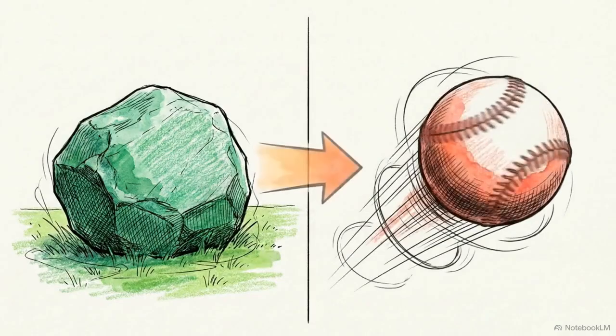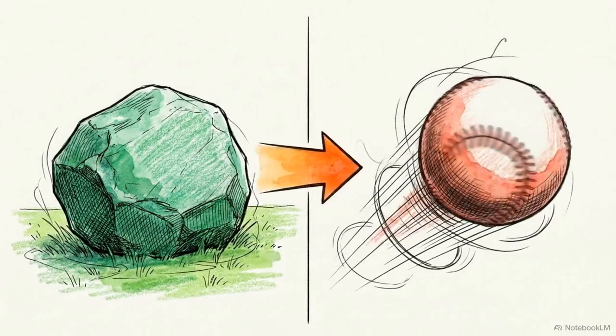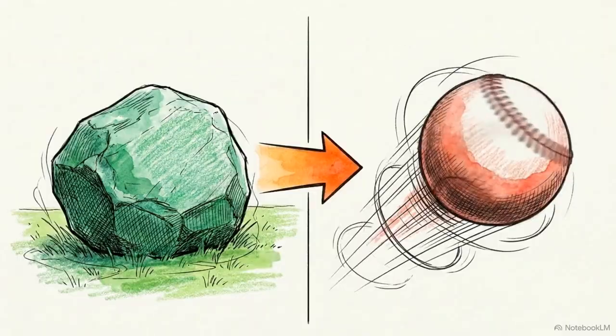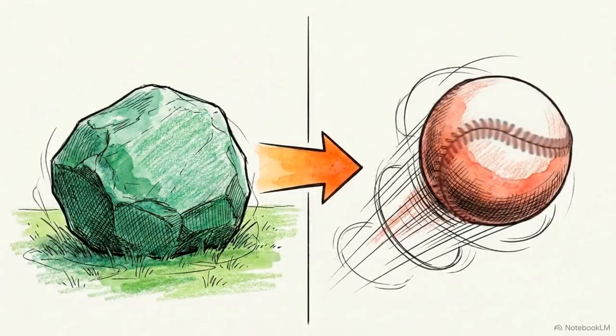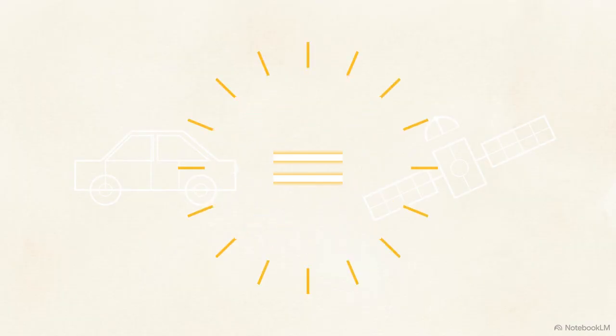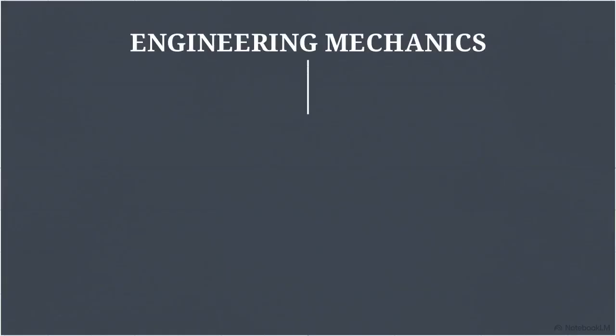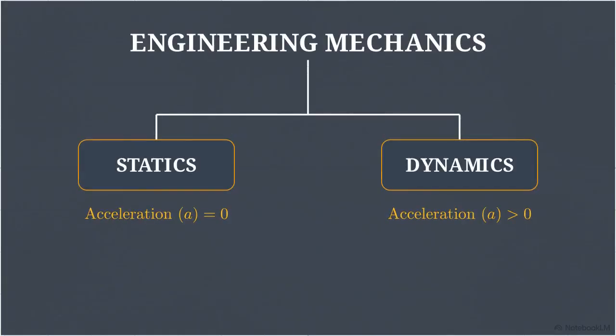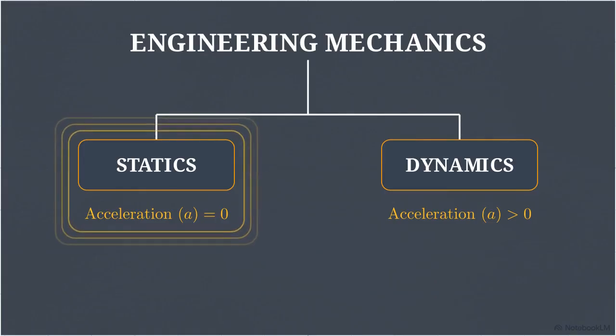Many people intuitively divide the physical world into objects that are sitting completely still and objects that are actively moving. But a car parked in a driveway and a spacecraft coasting through a vacuum at a constant 10,000 miles per hour, they share the exact same mechanical state. From an engineering perspective, the division of mechanics is determined by whether a system's movement is accelerating.